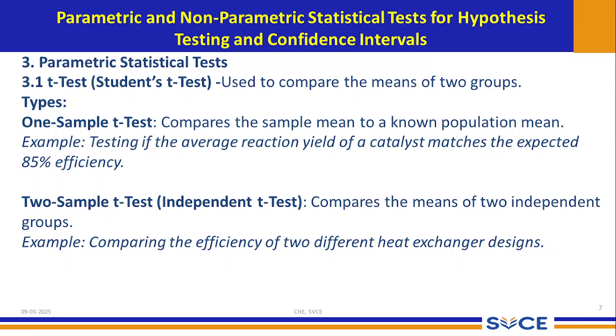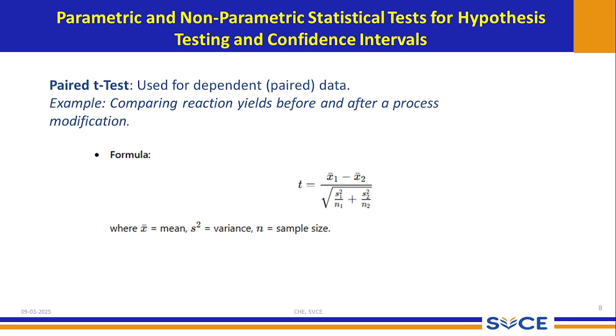Coming to the two-sample t-test, it compares the mean of two independent groups. Example, comparing the efficiency of two different heat exchanger designs. Entirely different, two different heat exchangers, and then we want to compare them, so we need to go for a two-sample t-test. And a paired t-test.